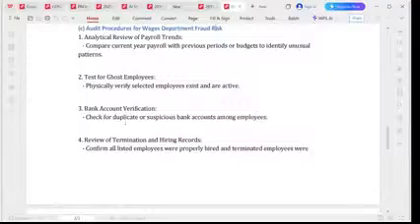Bank account verification: check for duplicates or suspicious bank accounts among these employees. In this case, basically ask for the bank statement. When you ask for the bank statement, you are inspecting the payroll we have. It has Mr. A, Mr. B. Mr. A was owed 100,000 at the end of the month. Was this 100,000 paid through the bank account? Could we have employees who happen to have multiple bank accounts?